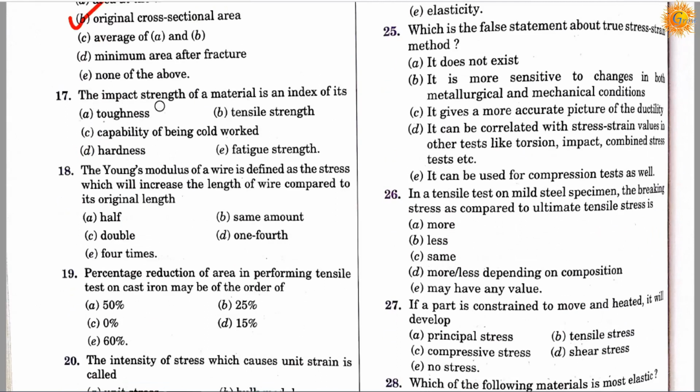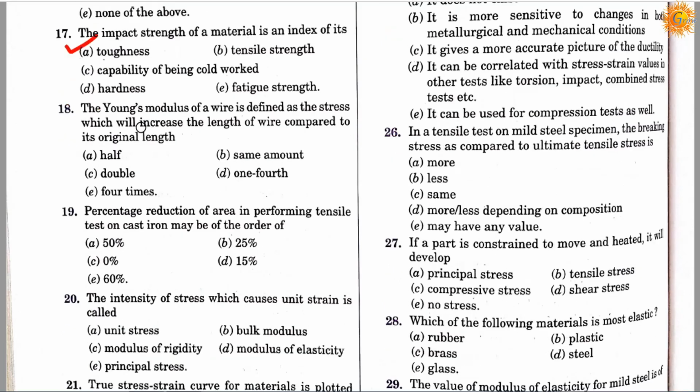The impact strength of a material is an index of its: option A, toughness; option B, tensile strength; option C, capability of being cold worked; option D, hardness; and option E, fatigue strength. Correct answer is A, it will be toughness.